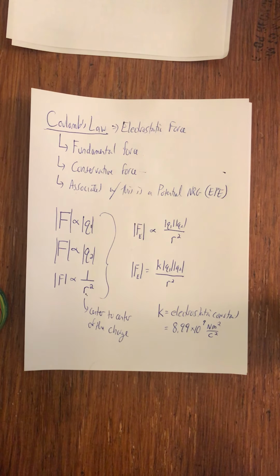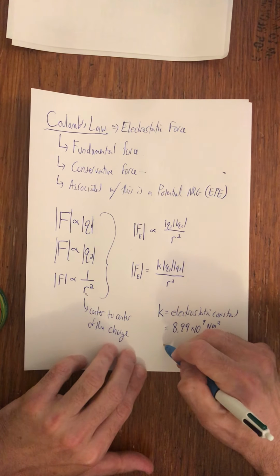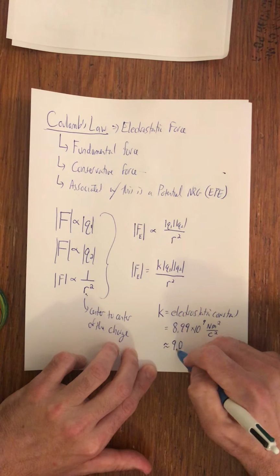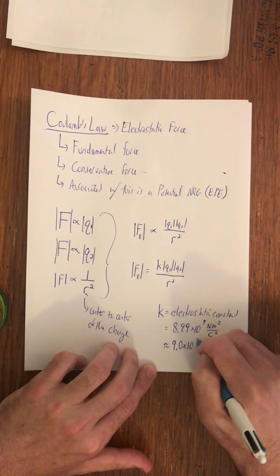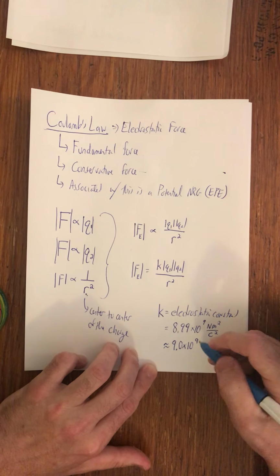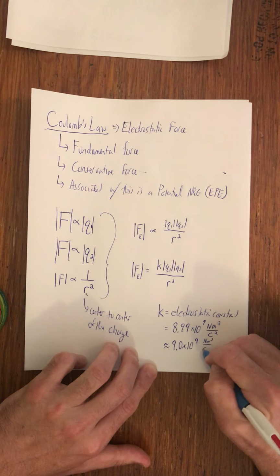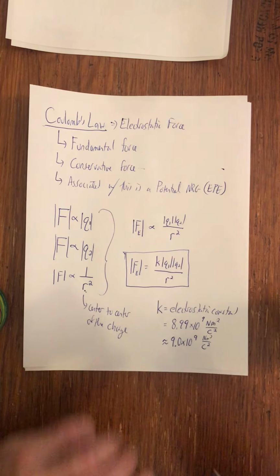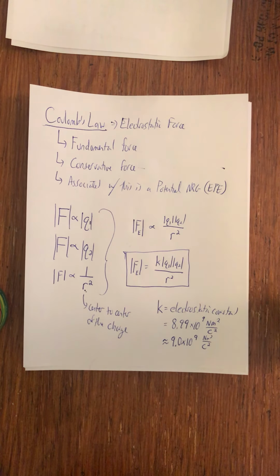Now that number's a pain because it's so close to a nice number. So when we do our work, folks, we're just going to go to 2 sig figs on this to keep our life easier. 9 times 10 to the 9th newton meters squared over coulombs squared. So this equation is the expression of Coulomb's law, and we can use this to calculate things.